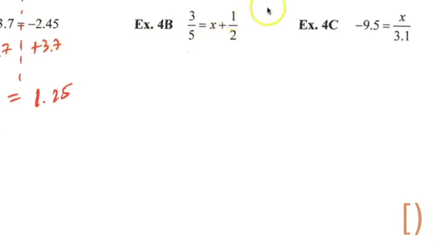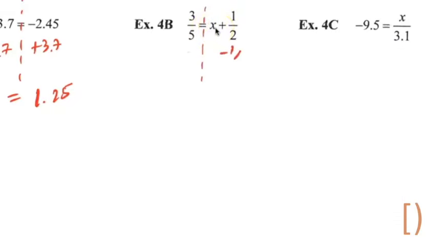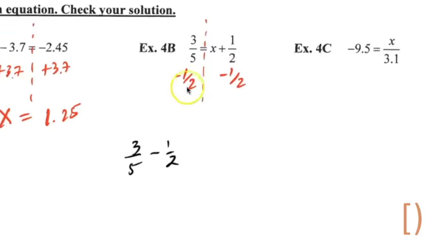This one, same concept, right? It looks ugly, but you solve it the exact same way. Here's your equal sign, so here's your wall. You want to get the x by itself, so we're going to subtract off the 1/2. Now in this case, we have 3/5 minus 1/2. If you forgot how to do it, you're supposed to find a common denominator. This is a quick review. These both go into 10, so I'll multiply this side by 2/2 and this side by 5/5. And we get 6/10 minus 5/10.